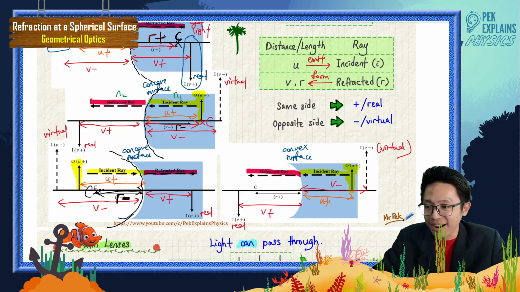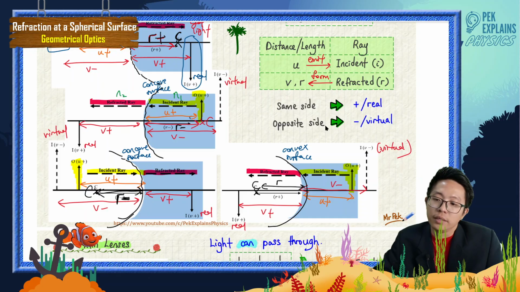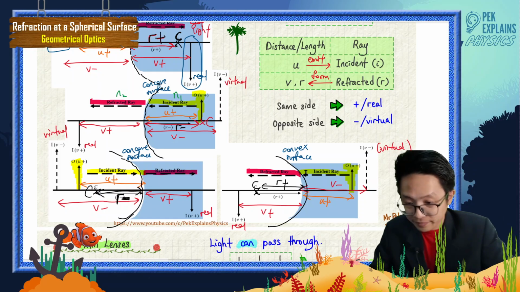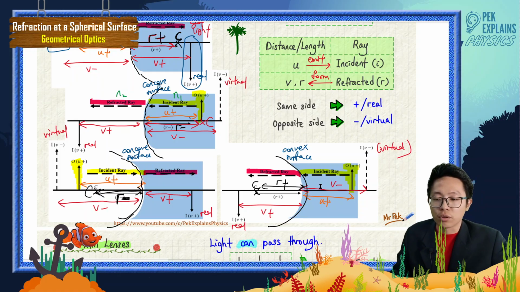Now how about the R? Look at the R. This is the convex surface, and this is the sphere here. So the center of curvature is over here, so the R is over here. This R is on the same side as the refracted ray, so this R is positive. That's how we determine same side positive, opposite side negative. Very simple. Just draw the incident ray and refracted ray so we can compare all the U, V, and R.